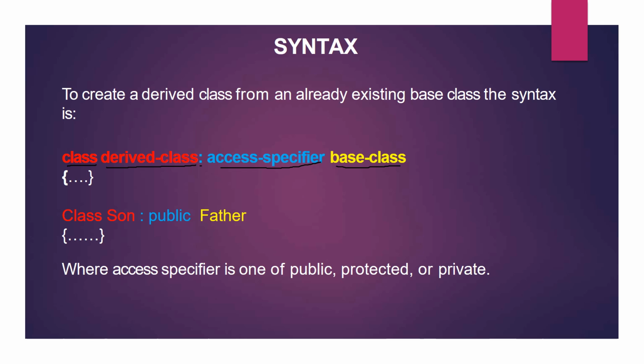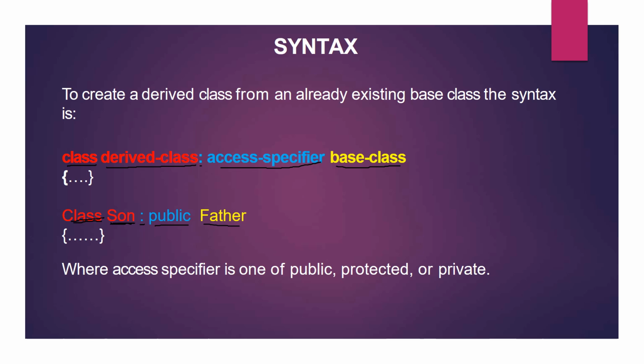Now an example. When you talk about an example, class is a keyword followed by the derived class name, that is, Son. For example, a son inherits from his father. So Son is the derived class name, followed by a colon, and the colon is followed by the access specifier, that is, public, followed by Father. There is no semicolon here. Understood? We'll come again. Class is a keyword followed by the derived class name.